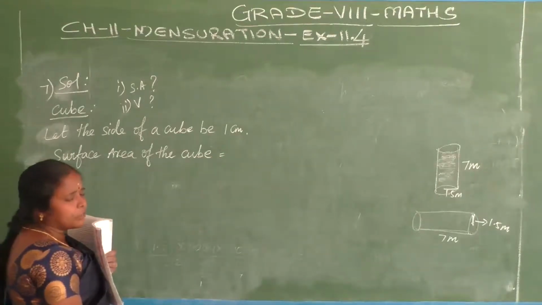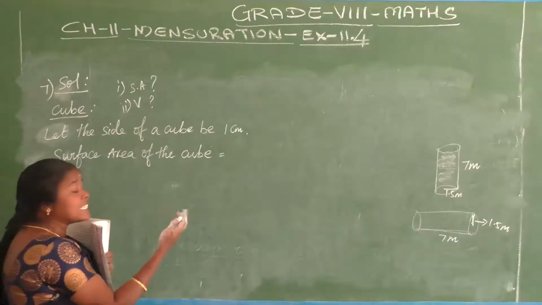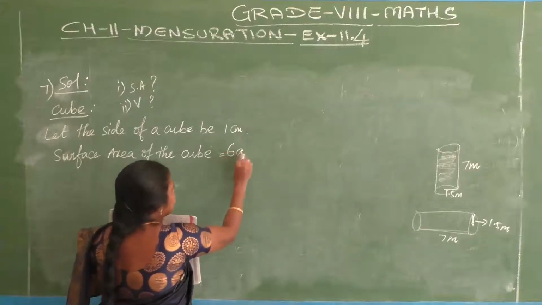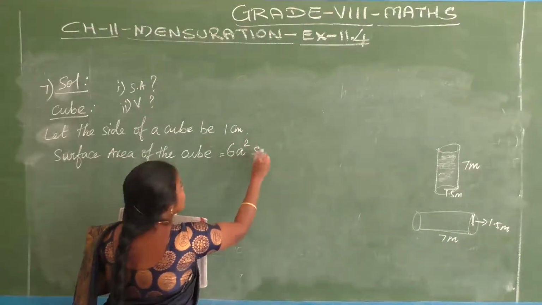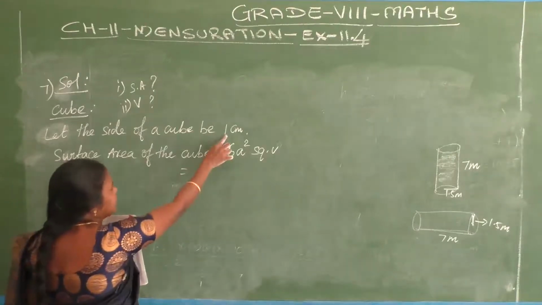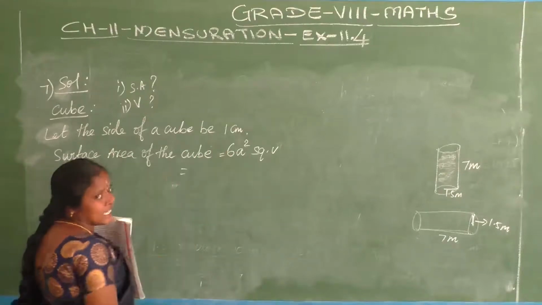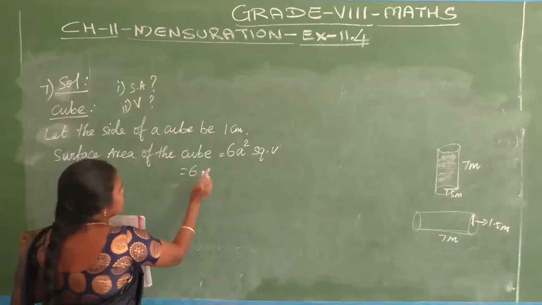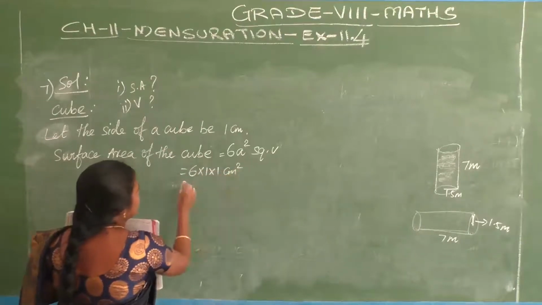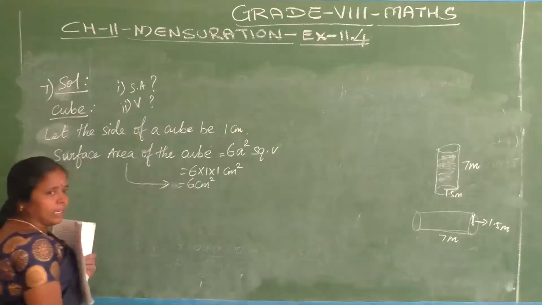Last week itself we have seen, no? Total surface area of the cube is 6a square units. Area, so square units. I have assumed the side of the cube is 1 centimeter. So what comes here? 6 into 1 into 1 centimeter square, nothing but 6 centimeter square. It is the beginning level.